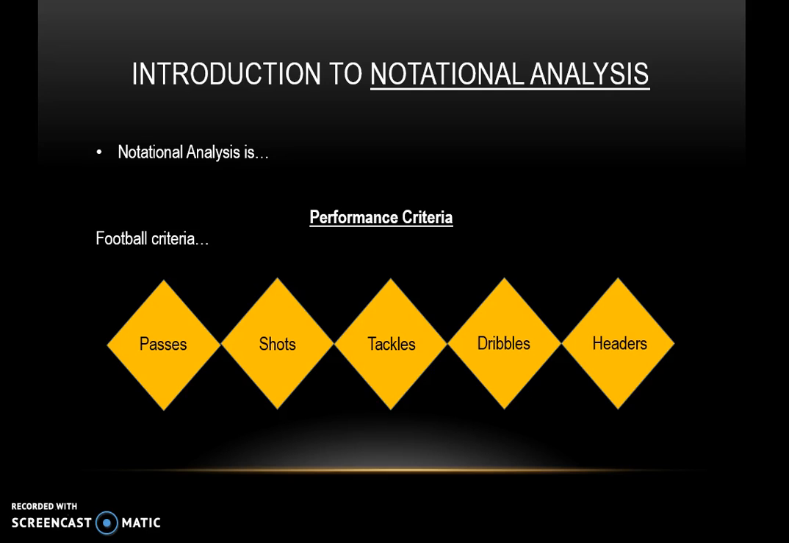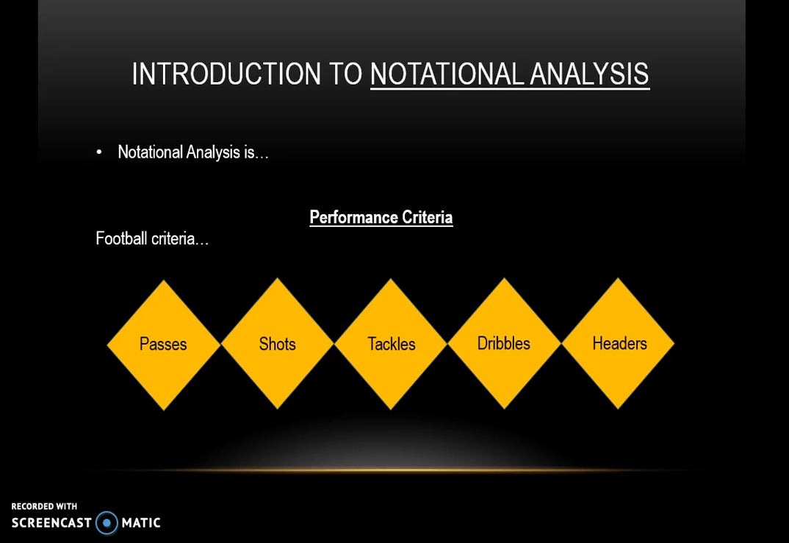So in basketball, as the whole team attacks and defends, you will see a lot of movement back and forth along the court. This may be down the wings of the court or through the middle. Mainly, notational analysis is used to evaluate and observe the sport's performance criteria. This would be the specific skills you use in sports.